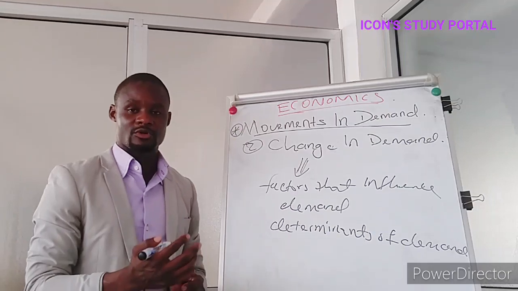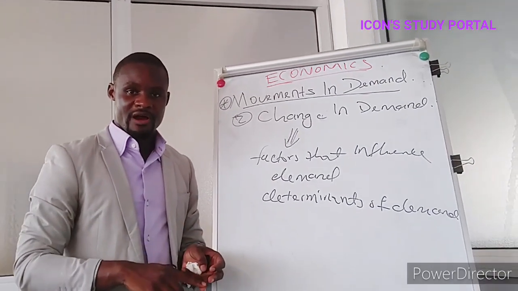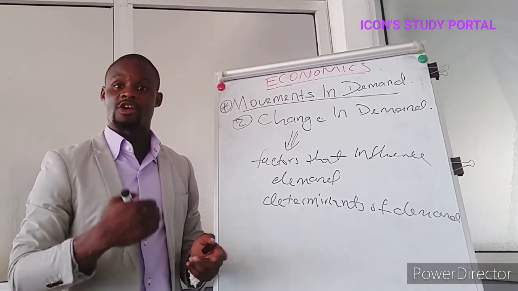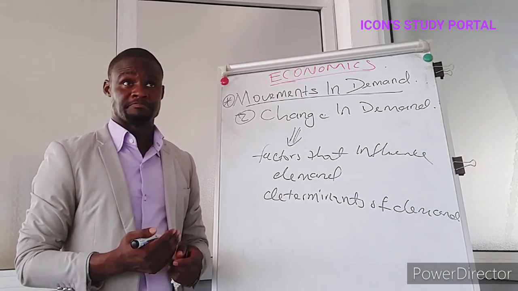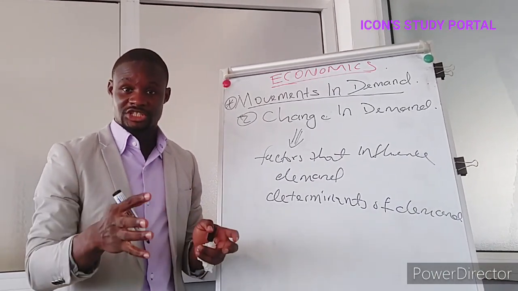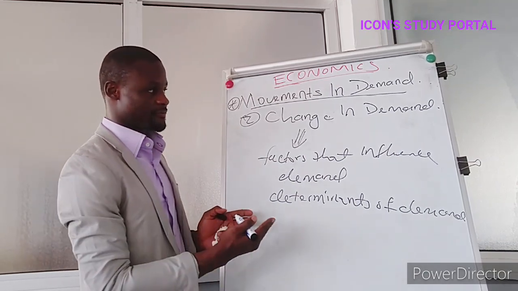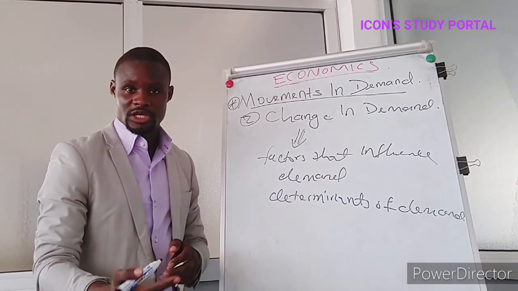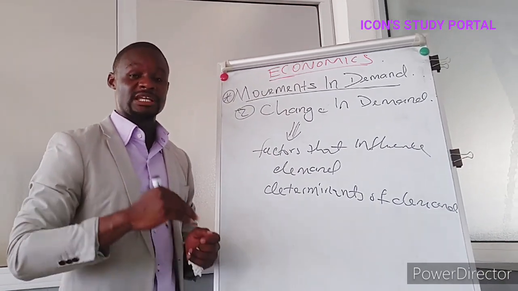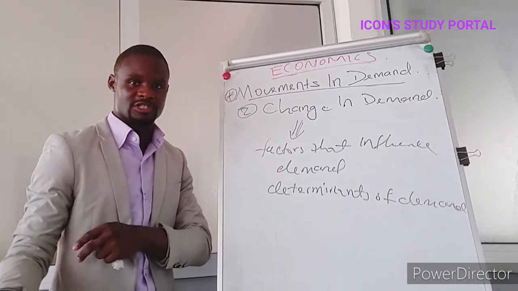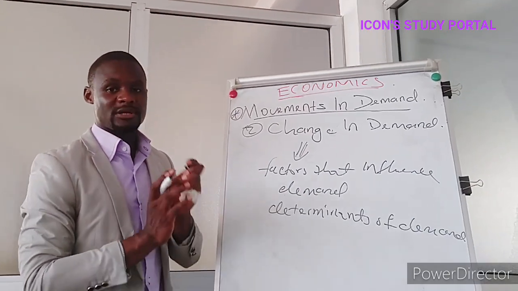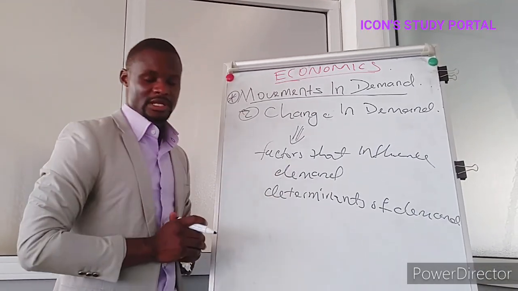And these factors are simply what? You have taste and fashion, seasonal variation, population change, population structure. You have other factors like income of consumers, seasonal changes. You also have factors like changes in the prices of other goods, substitute goods and all of that. So, if those factors are favorable, it will lead to an increase in demand, which is a complete shift of the demand curve to the right. But if those factors are unfavorable, it will lead to a complete shift of the demand curve to the left, which is a decrease in demand.